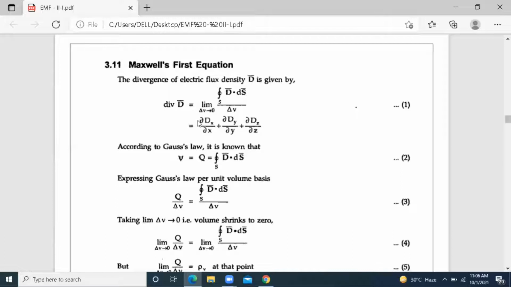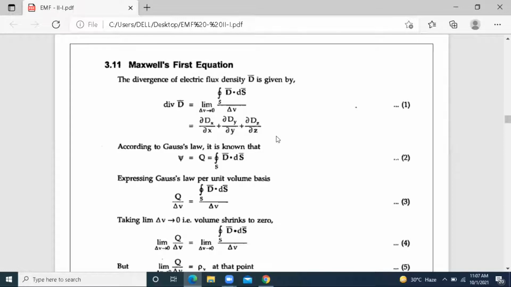Like how in the mathematics class they ask you to accept that d/dx of x to the n is n x to the n minus 1, at this point I'm going to ask you to accept that the divergence of D is equal to this. But let's look at it a little bit.